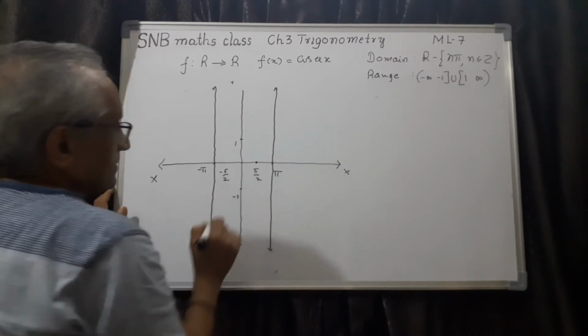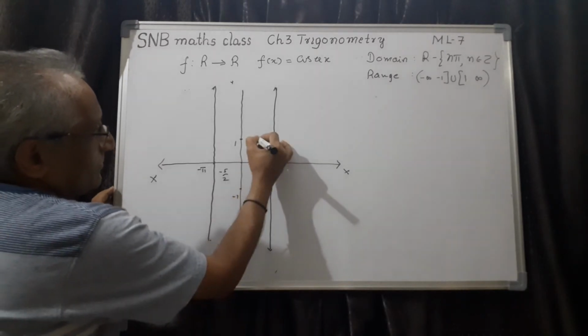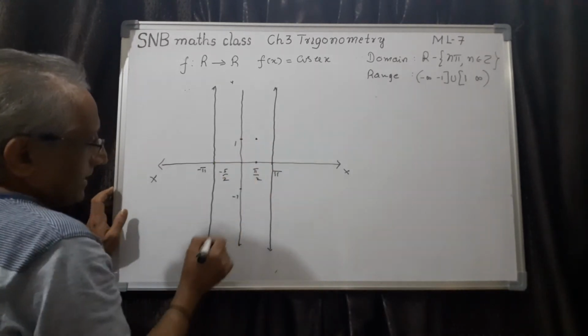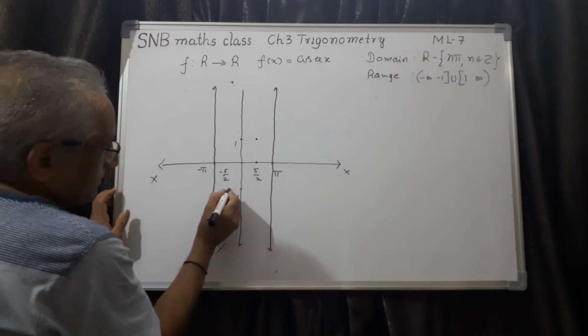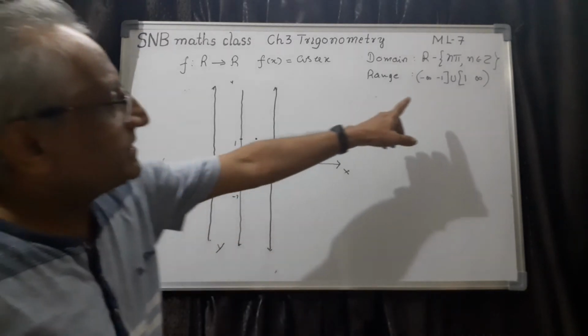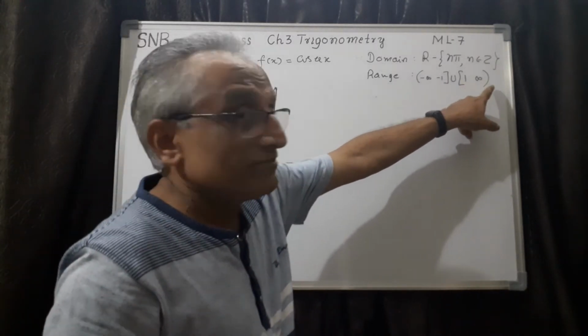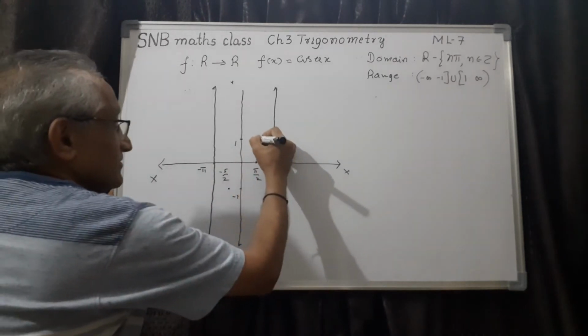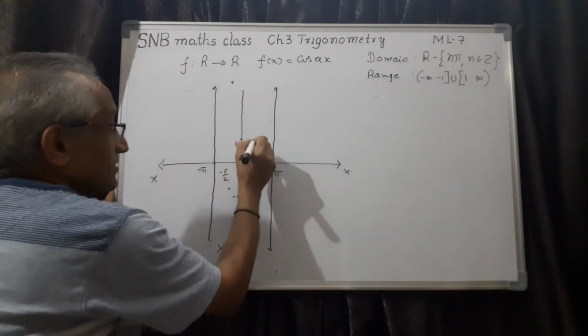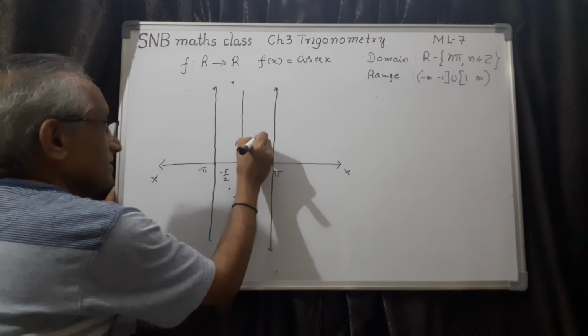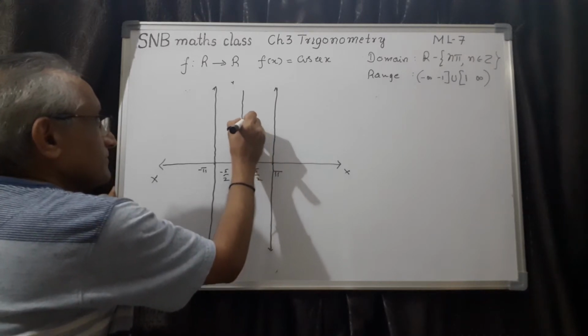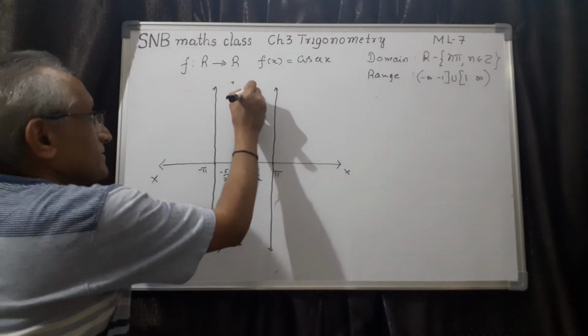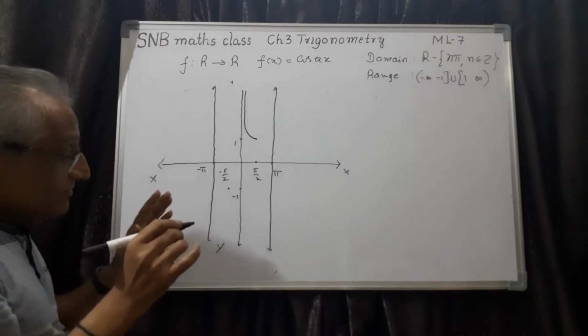Minus 1. Now, see, at pi by 2, this is the point, and at minus pi by 2, this is the point. Okay. Now, you see here, it goes from 1 to infinity. That means the curve is not a straight line once again. This you have seen already in case of sine and cos. The curve goes like this. This is what you have to understand in the beginning.